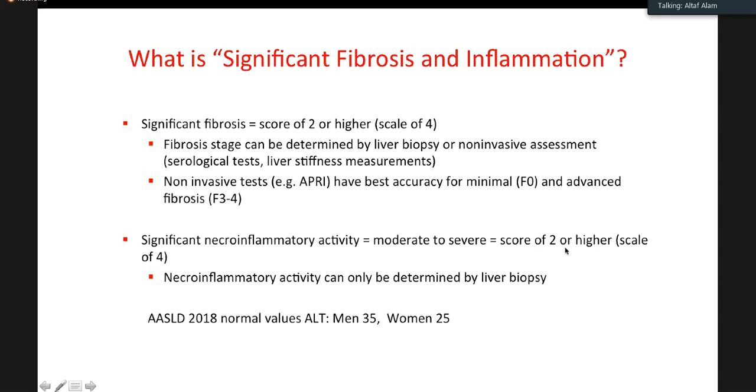Some people ask what are the normal ALT values, but this is only relevant in the US. AASLD in 2018 has finally changed it to 35 in men and 25 in females. So this is currently the normal value of ALT in the US. Rest of the world continues to follow the lab normal values, which is generally 40 or 45.